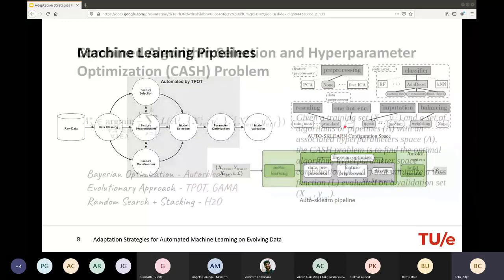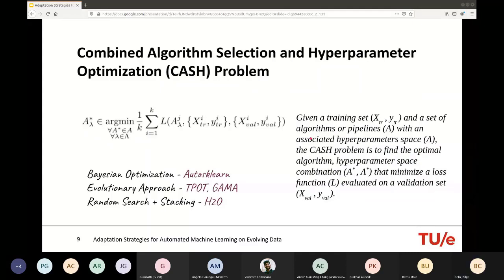And here is a formal definition of the CASH problem. You can see that it is optimizing a training set with a set of algorithms and a set of hyperparameters for a loss function to find the optimal algorithm and hyperparameter setting over a validation set. So this A can be, instead of a single learning algorithm, a full pipeline that includes data and feature pre-processing, meta-learning, or model post-processing, which of course creates a large search space of possible pipelines and configurations. That is why there is this important trade-off between computational efficiency and accuracy in AutoML.